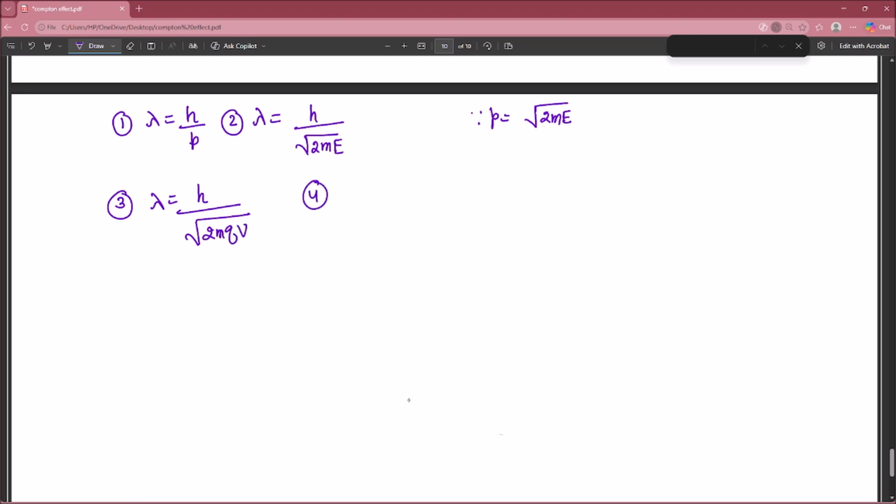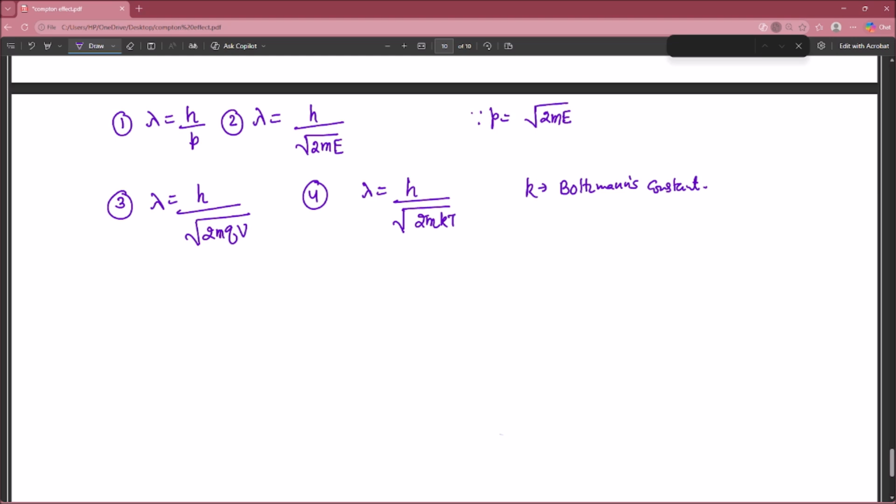The fourth relation is, in place of energy, we have lambda is equal to h divided by root over 2mkT, where k is the Boltzmann constant.